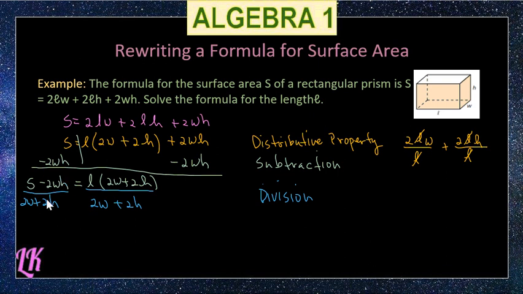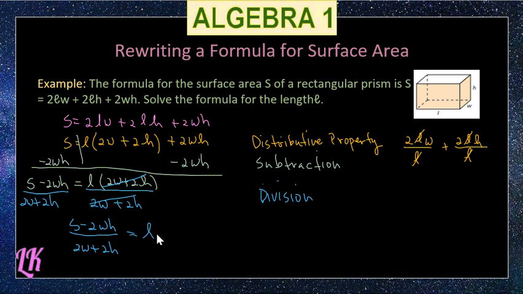So the left side now becomes S minus 2WH all over 2W plus 2H. And we can cancel the expression 2W plus 2H on the other side of the equation because the quotient is equal to 1. And then we multiply that quotient by L, and the result is L.